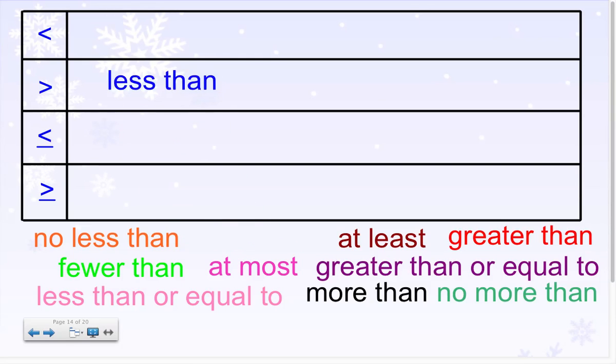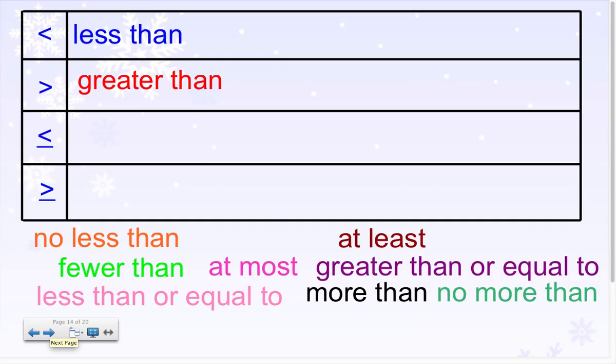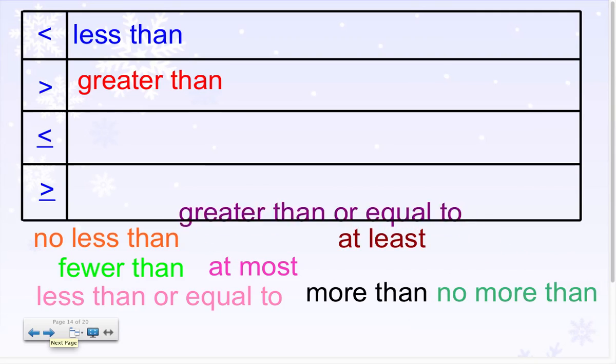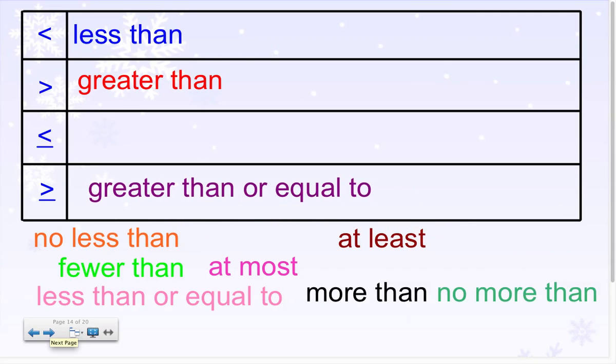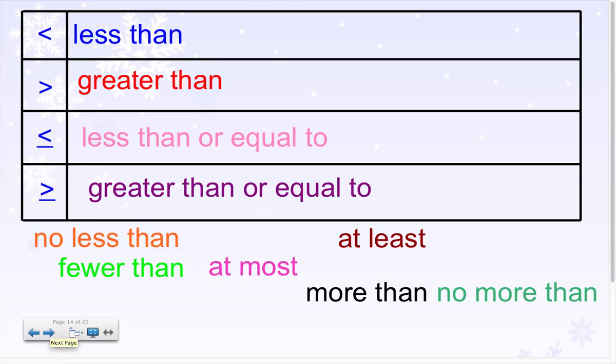Less than goes with our inequality symbol that kind of looks like an L. Greater than goes next. We have greater than or equal to, and less than or equal to. Then the next couple are the ones that get a little bit more challenging. So let's start with at most.